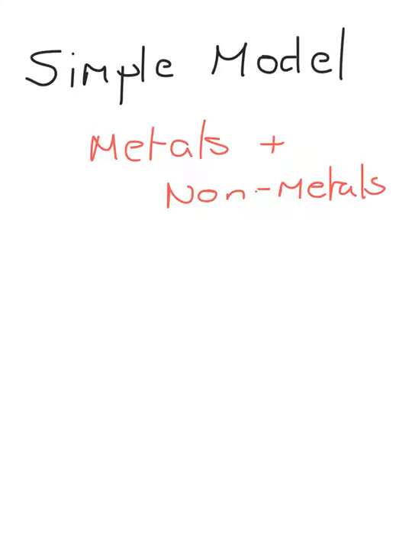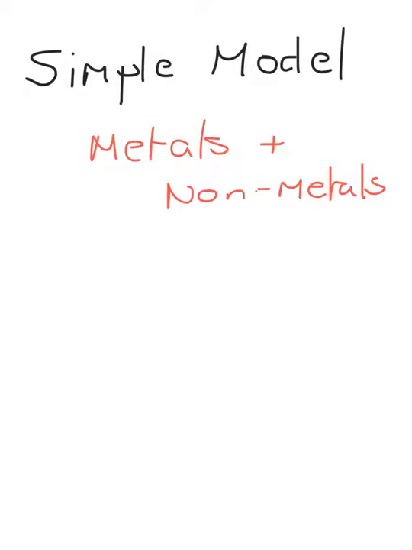So how can we use a simple model to work out the formulae of different compounds? And again, we're just going to look at metals and non-metals. Well, when metals and non-metals react to form compounds, they form what we call ions. Now, we're not going to worry too much about how these ions are formed. All we need to know is how we represent them. And ions are charged particles.